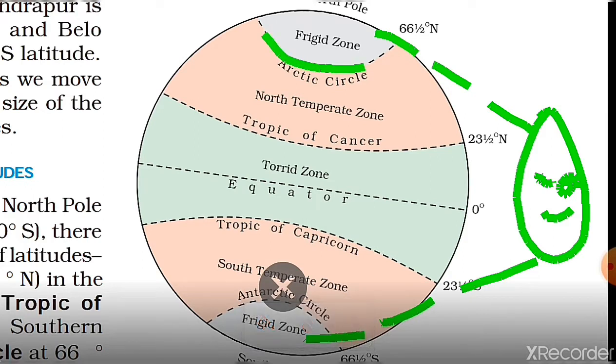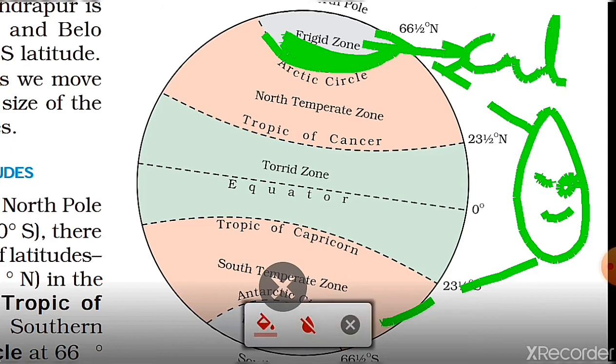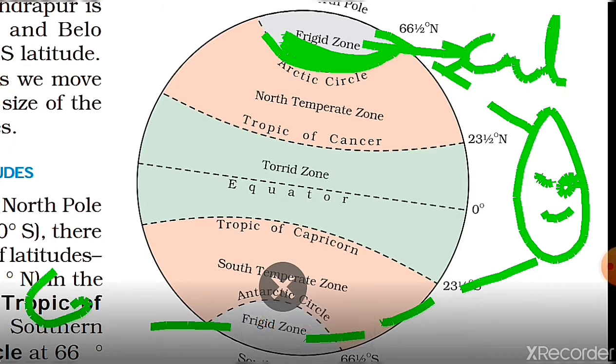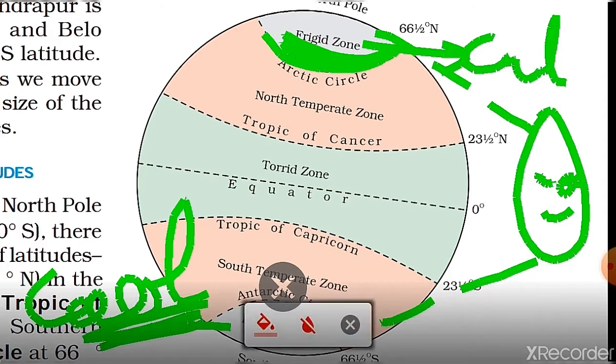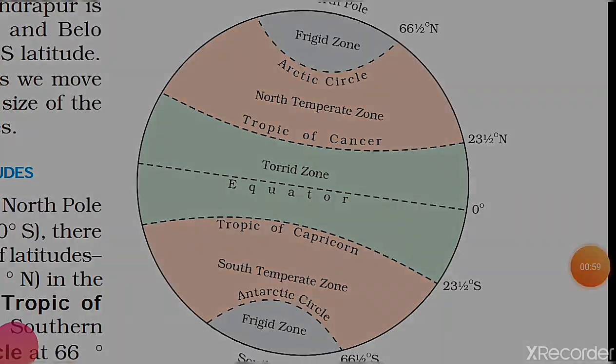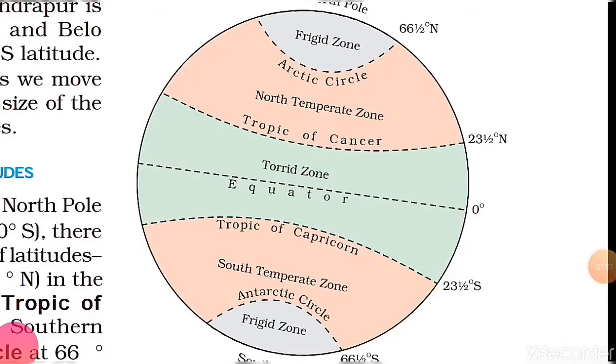This zone will always be a cool zone. We can call it the cool zone. There is no heat. This is a very cool zone. There will not exist any kind of heat or summer. That is the frigid zone.